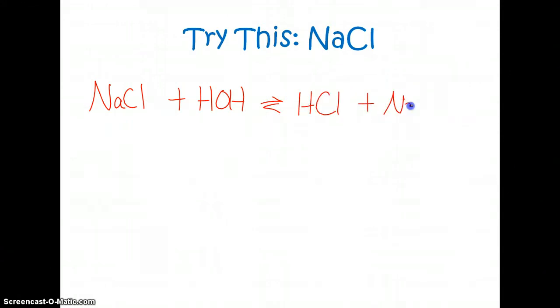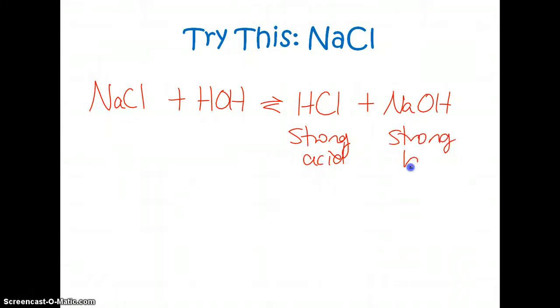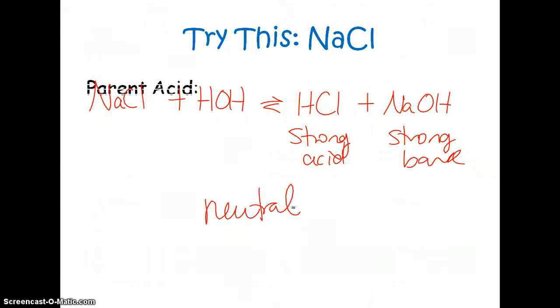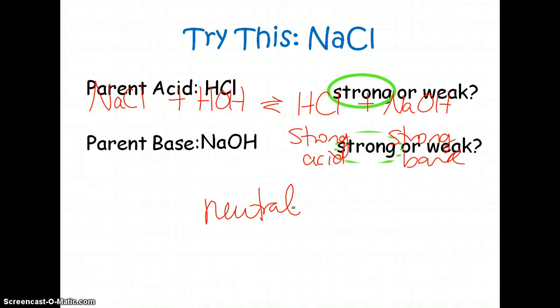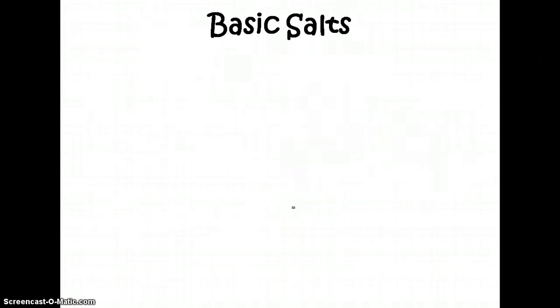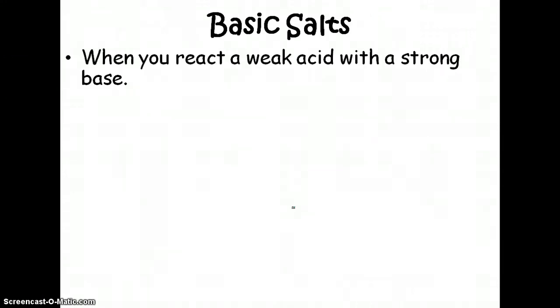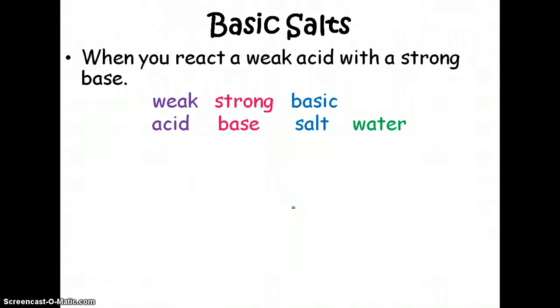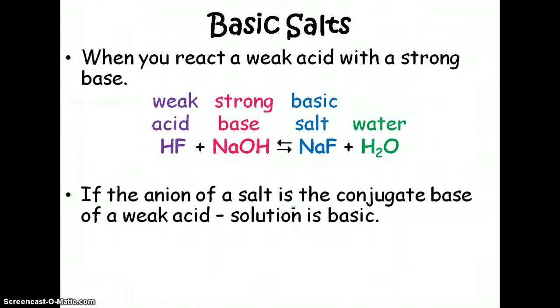H is going to get Cl, and Na is going to get OH. Here you have a strong acid and a strong base, so that means the salt NaCl is neutral, or a pH of 7, which is exactly what we find. Alright, so basic salts are when you react a weak acid with a strong base, and it's going to give you the basic salt and water.